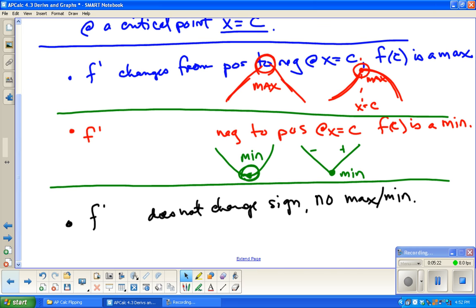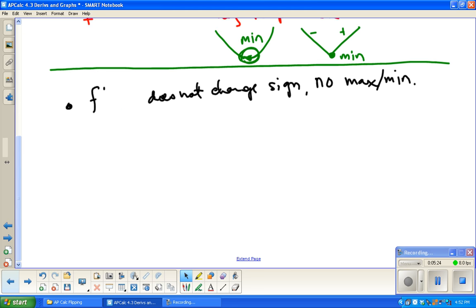In other words, I have some critical point that I'm working on both sides of. Maybe I'm increasing on this side, and then I'm increasing on the other side, something like this. It's positive here, and it's positive there. There's no max or min there. In this case, it would be an inflection point. We'll talk about that more in a minute. Or maybe I have something like a piecewise function.